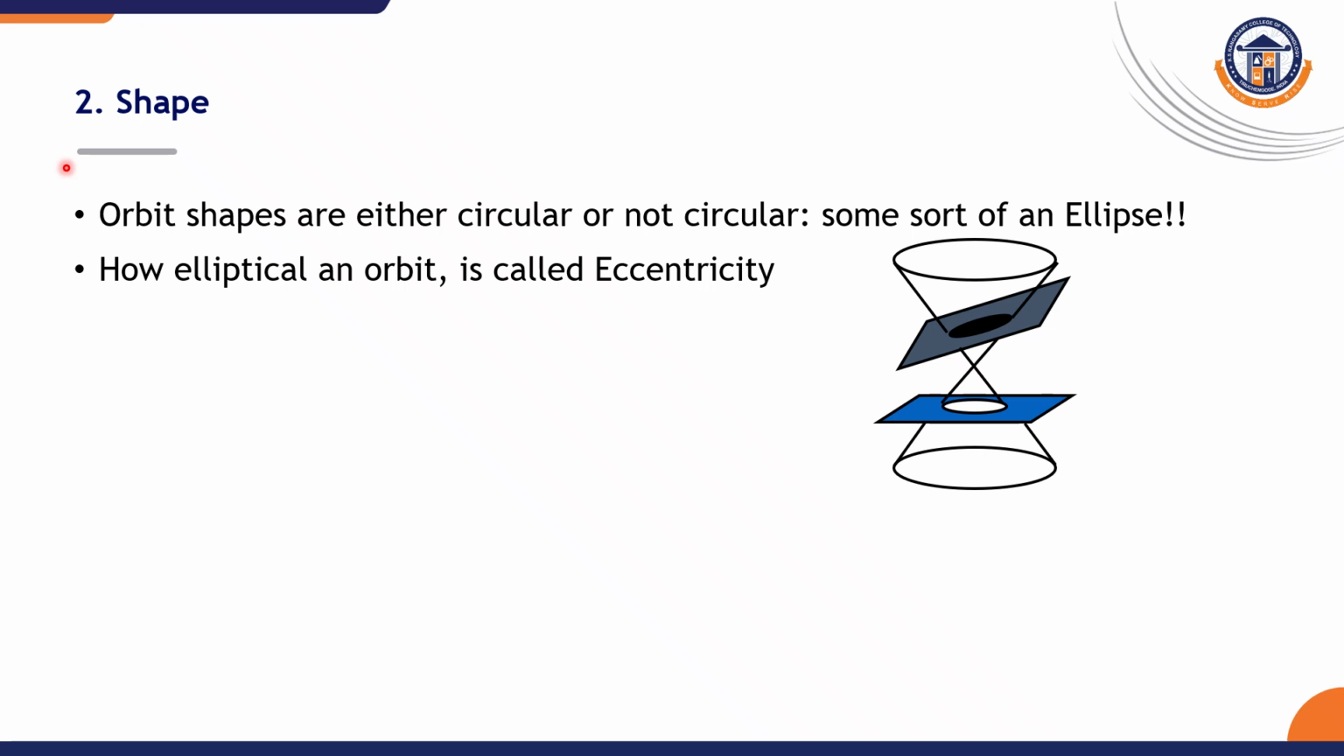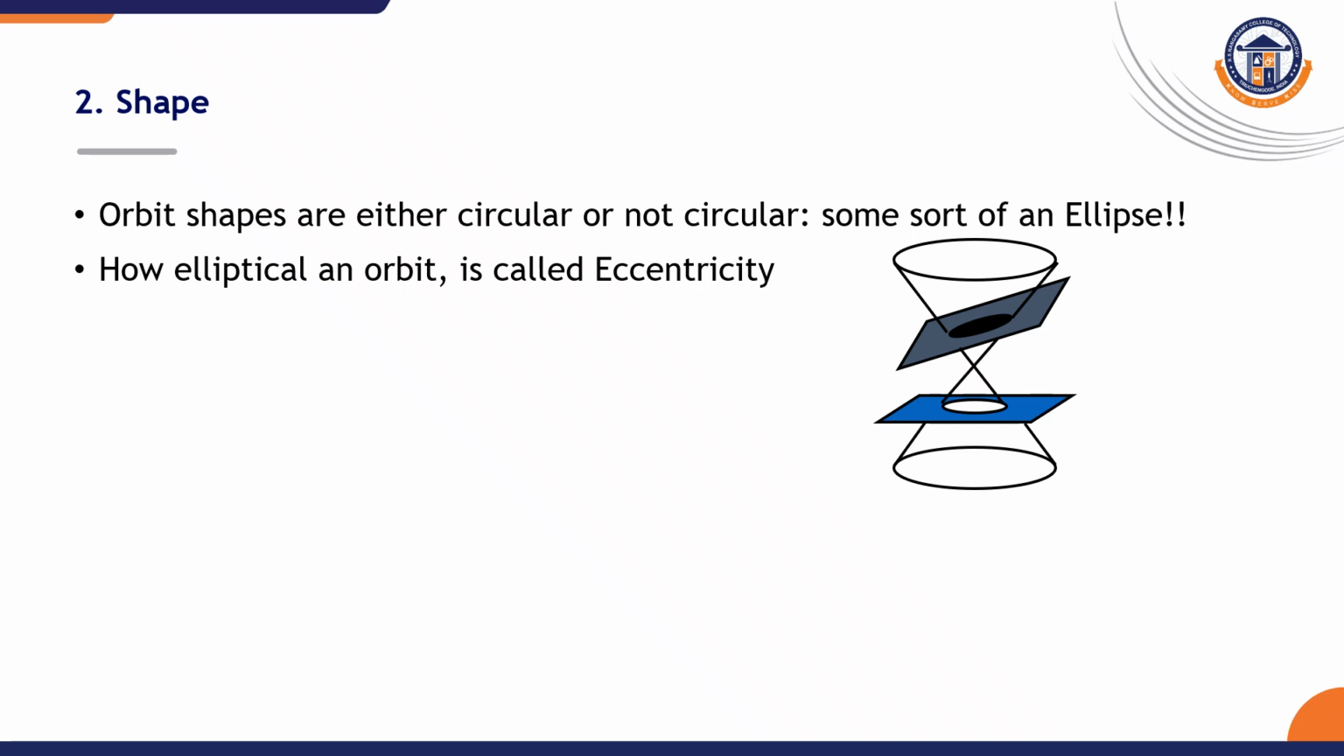The second parameter is shape. It defines the shape of the orbit. The shape of the orbit is not exactly circular; it is like an ellipse. The ellipticity of the orbit is called the eccentricity.